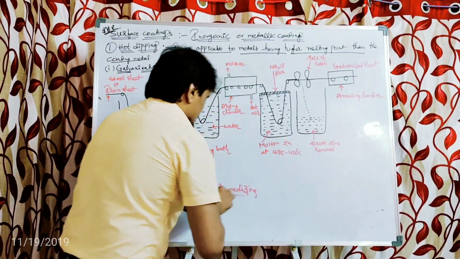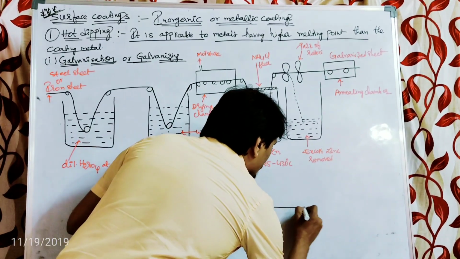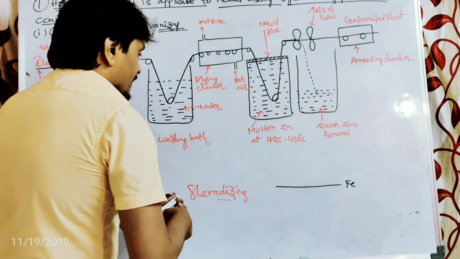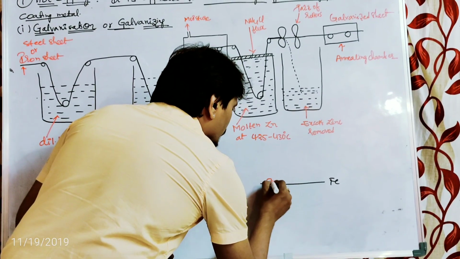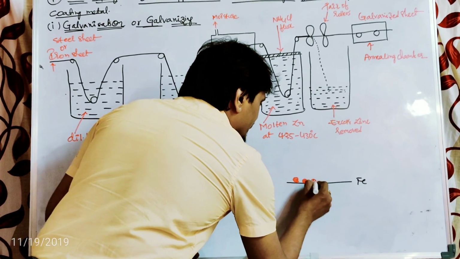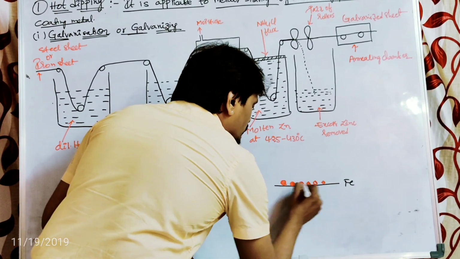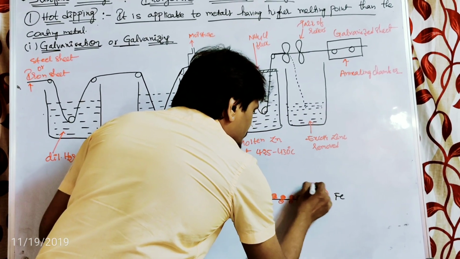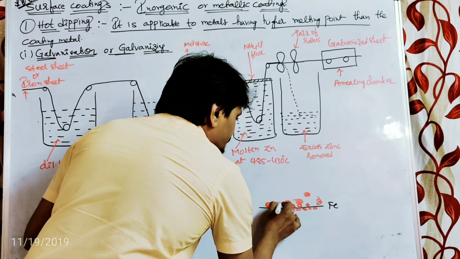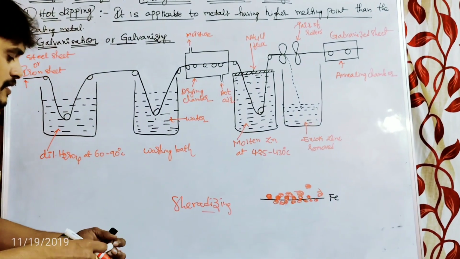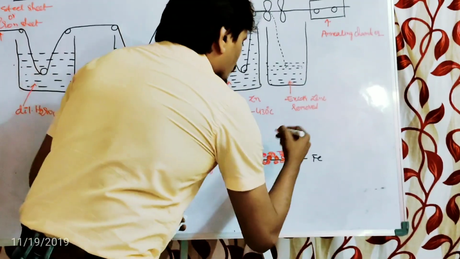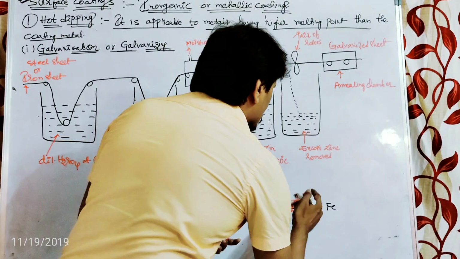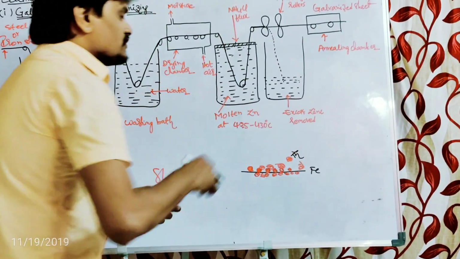Now let us say that this is the base metal. What is the base metal, students? Iron or steel. And now the coating metal has been accumulated on the surface of the base metal. Right. Coating metal of what? Zinc. Coating metal of zinc has been accumulated on the surface of the base metal.